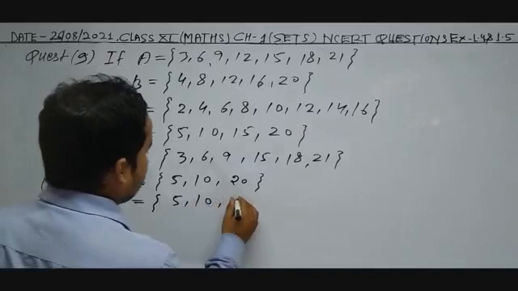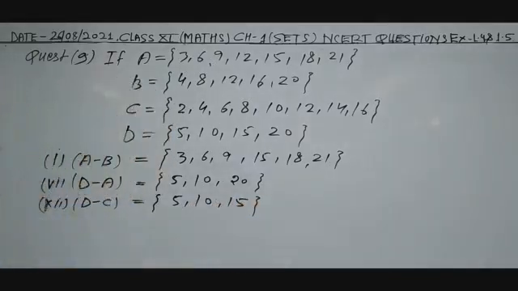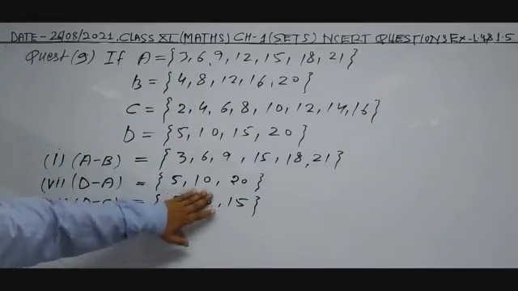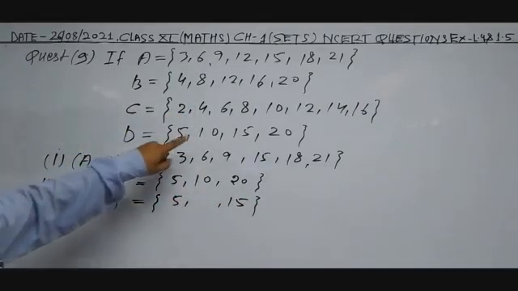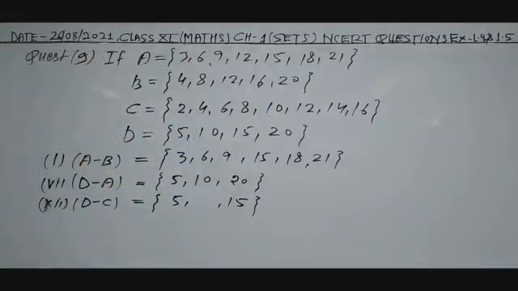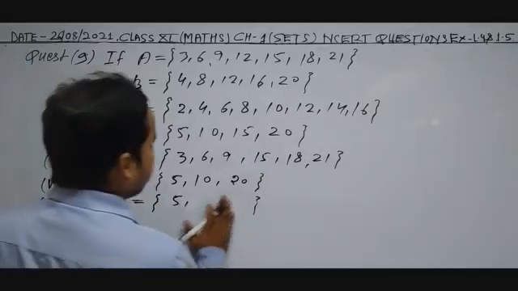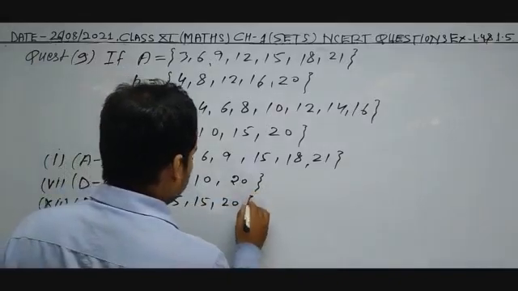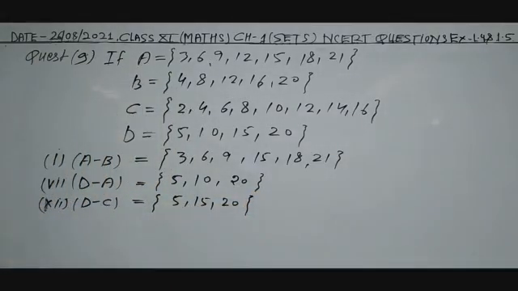D difference C is not 5, 10 and 15. Because 10 belongs to C, so 10 will not be here. So 5, 15 and 20 will be here. So D difference C is 5, 15 and 20.